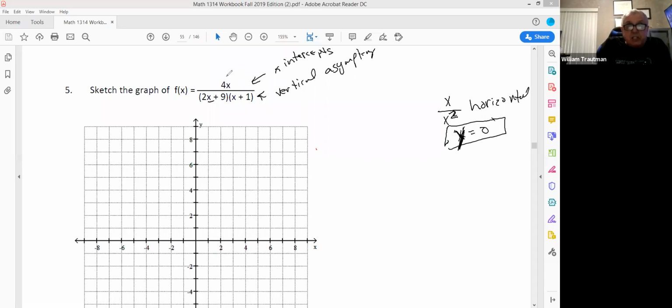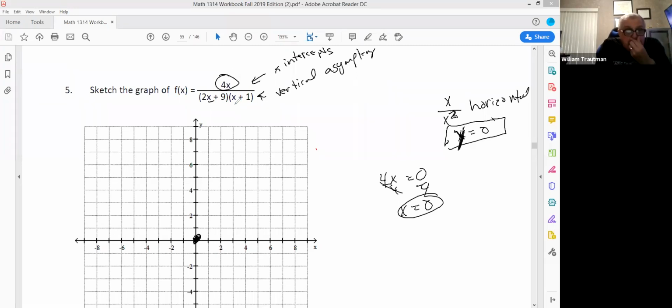The x-intercept is the top. 4x equals 0. You just set it equal to 0. Get the 4 to the other side by dividing by 4. 0 divided by 4 is 0. So my x-intercept is 0. The graph goes through x equals 0. There's a point right there.